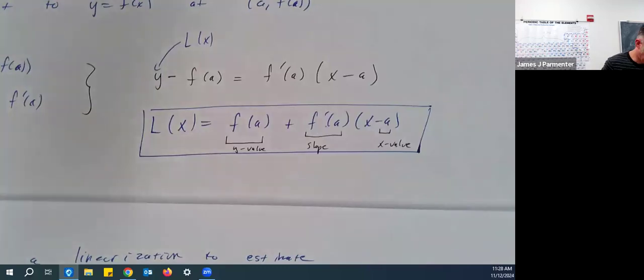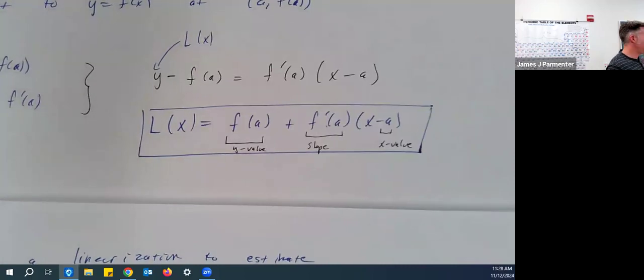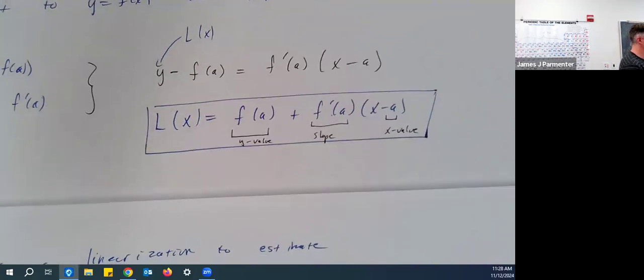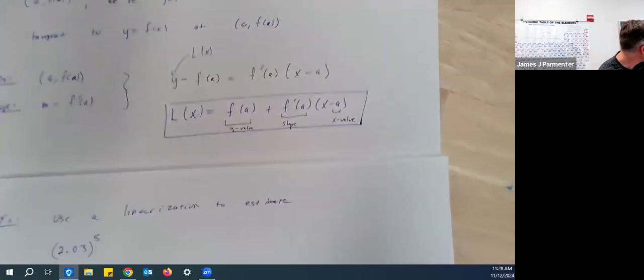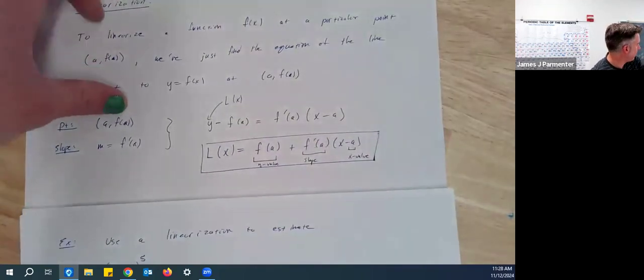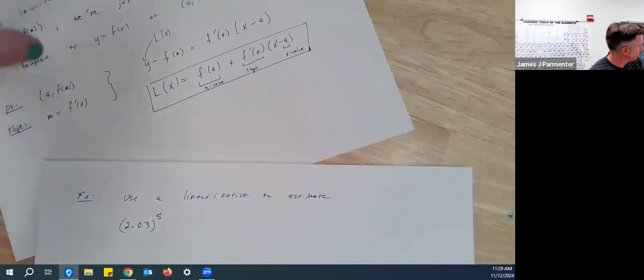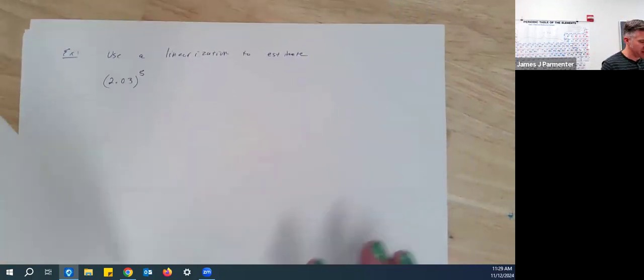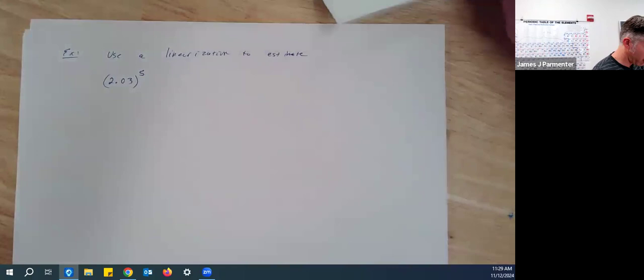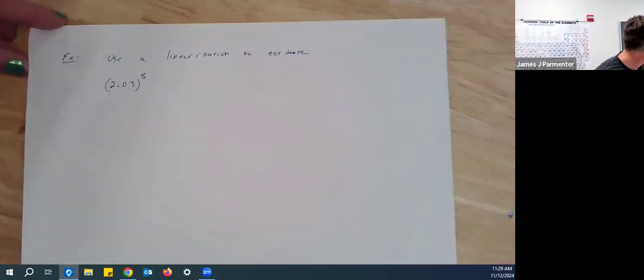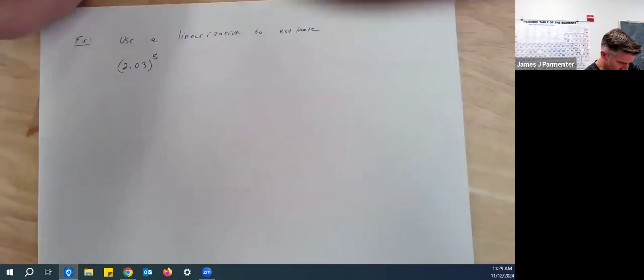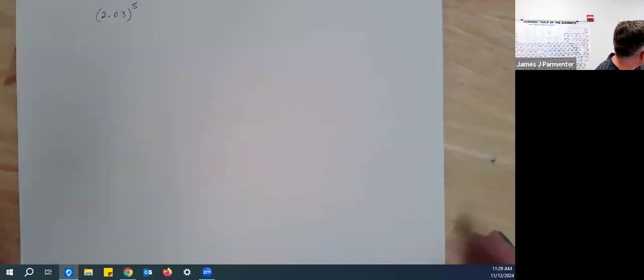Okay, so 2.03 to the 5th power. I know you can't see right now, but 2.03 to the 5th would be terrible to actually calculate by hand, right? Five multiplications, it's going to get real gross. I know we could use a calculator, but the whole point here is that people used to not have calculators, and they found clever ways of estimating things without needing powerful computational tools. So we're going to do it like they used to do it. Use linearization to estimate this thing.